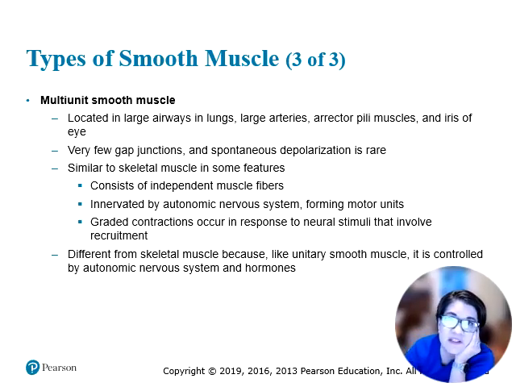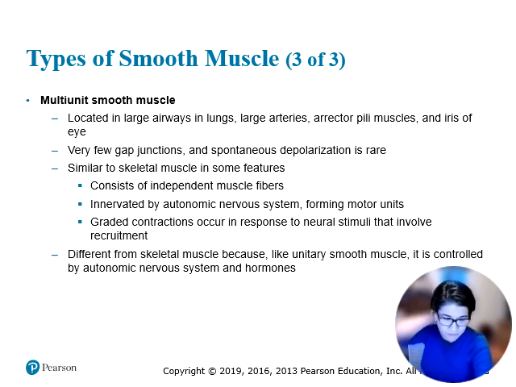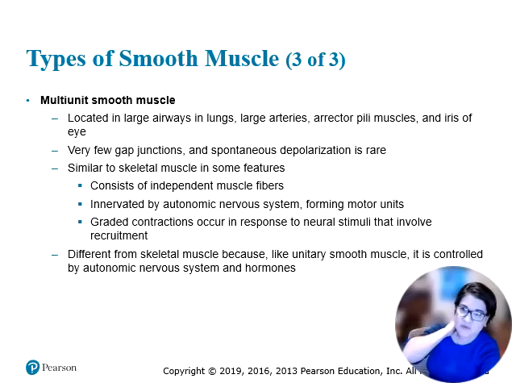Multi-unit smooth muscle is in your large airways, large arteries, erector pili muscles, and the iris of your eye. So not as widespread. There are fewer gap junctions. They don't usually depolarize spontaneously. They're more similar to skeletal muscles than the unitary ones. More likely to be innervated by the autonomic nervous system and not do action potentials on their own.